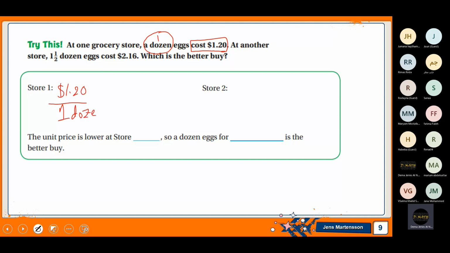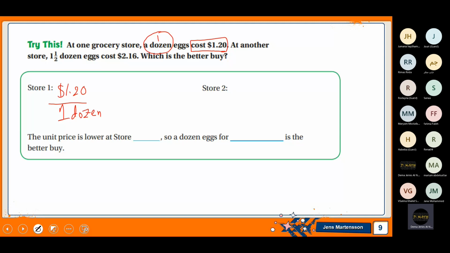So the first one is ready. Is it a rate or a unit rate? It's a unit rate, because it's per one.